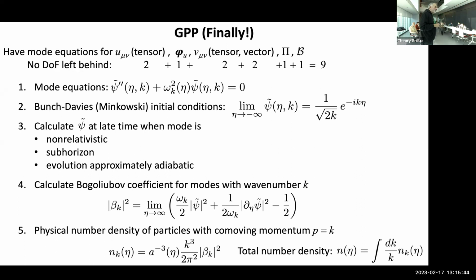Of course, in principle, you want to do this at conformal time eta of minus infinity for the initial condition, and plus infinity to calculate the final value. I've learned that putting infinity into a Python program it doesn't like, so you have to be careful in what you do. Then you can calculate the physical number density of particles with co-moving momentum P of K, and it's related to the Bogoliubov coefficient beta of K squared. So the total number density is integrating over all K.